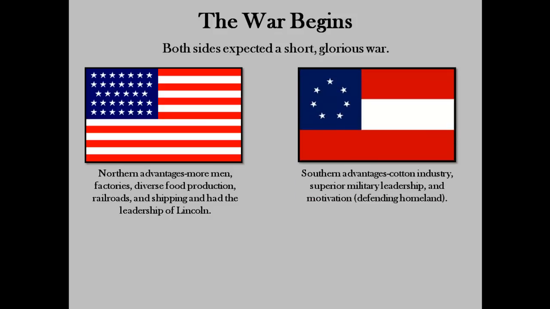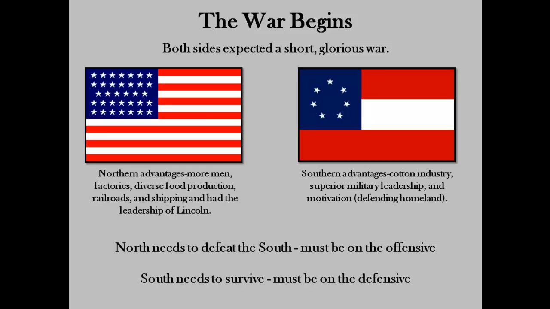The South had the cotton industry that they would hope to use to gain an ally in Great Britain, superior military leaders, people like Robert E. Lee, Stonewall Jackson, Jeb Stuart, and others, and the motivation of defending their homeland, as the war will be fought almost exclusively in the South. The North would have to wage an offensive war because they needed to defeat the South in order to get them back into the Union. The South was on the defensive, seeking to survive.